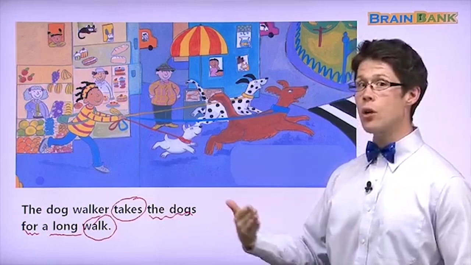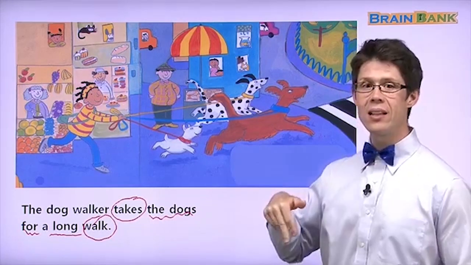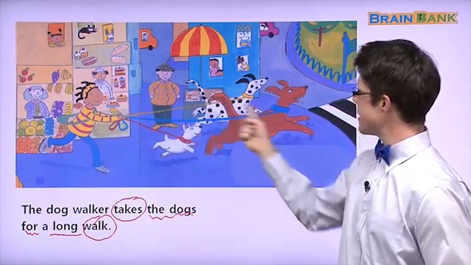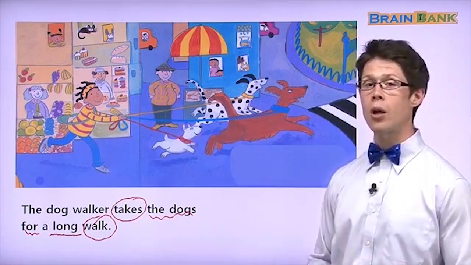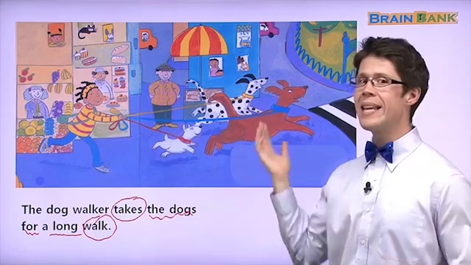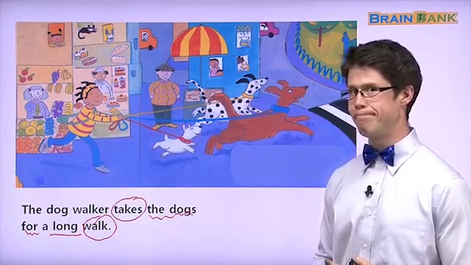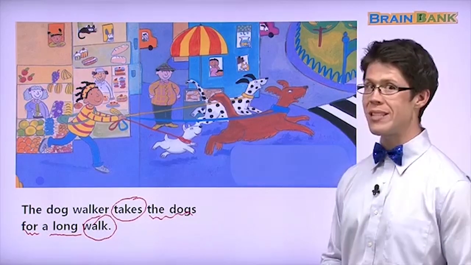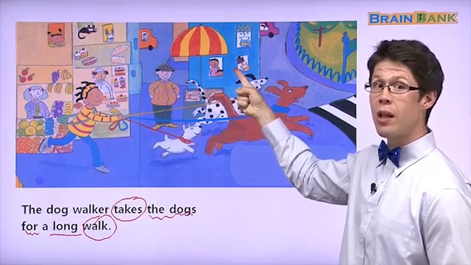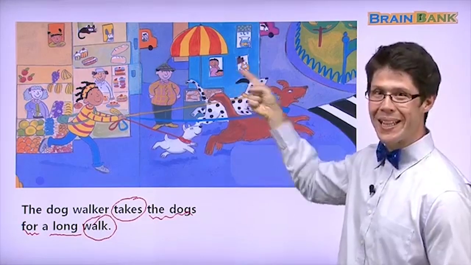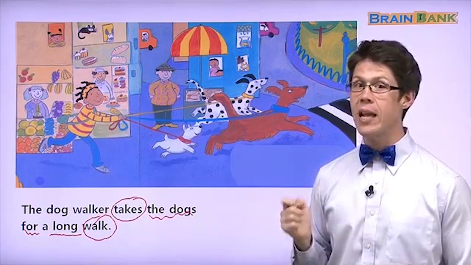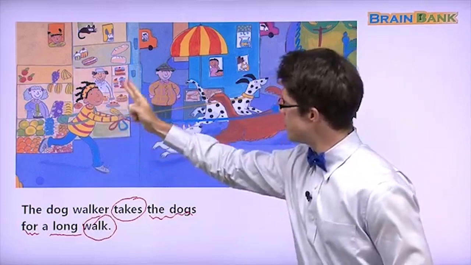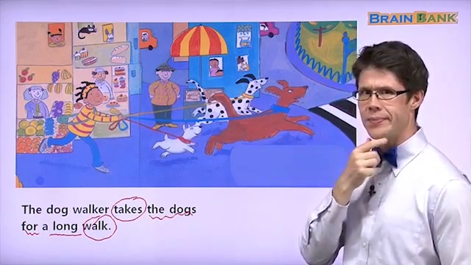All right, take the dogs for a walk. 강아지랑 걸어요. Okay, take the dogs for a walk. The dog walker takes the dogs for a walk. Where? 어디서? In the neighborhood. Neighborhood 장소 많이 공부했죠? Yes, we studied this 아파트 건물, the apartment building. 그리고 옷가게, right? Clothing store. What about these places here? Let's check.